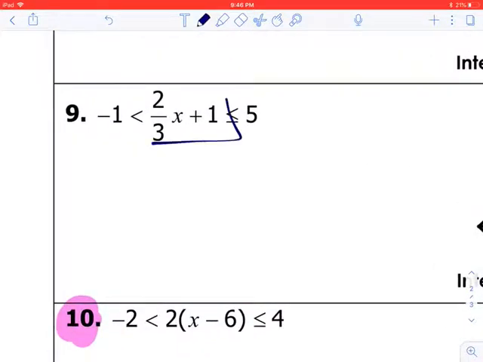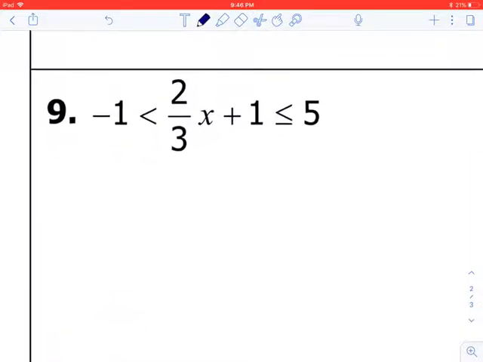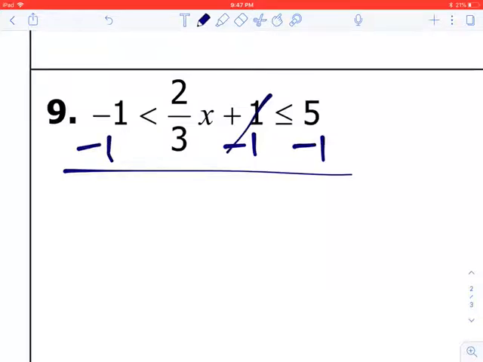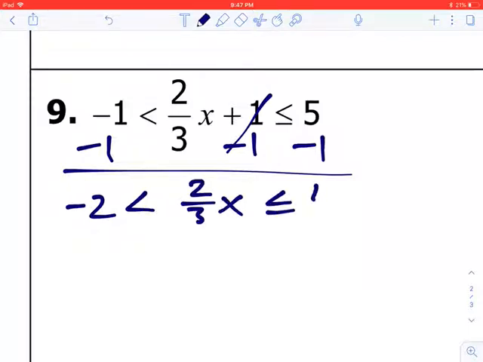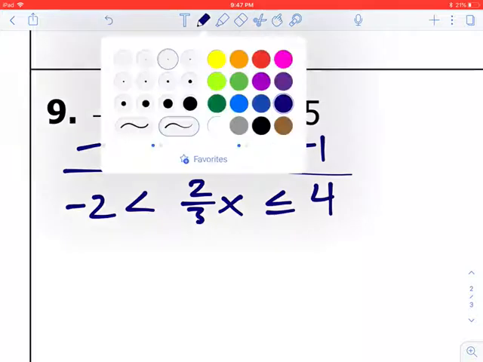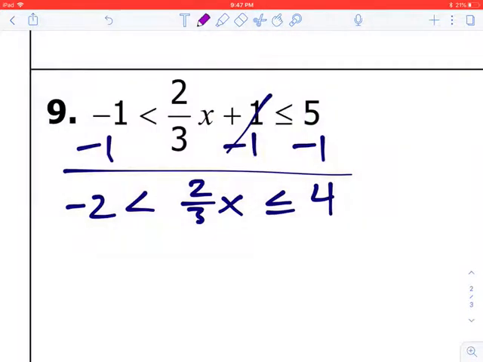So in this case, I've got 2/3 x plus 1. Okay, so the first thing I want to do here is subtract 1 in the middle. So I'm going to subtract 1 from all three parts. I get -2 less than 2/3 x, less than or equal to 4. Now, like we've done with fractions before, I want to get rid of the bottom. So I'm going to multiply by 3. Well, I got to multiply everything by 3.